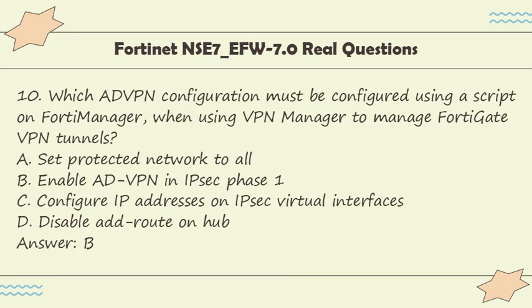10. Which ADVPN configuration must be configured using a script on FortiManager, when using VPN Manager to manage FortiGate VPN tunnels? A. Set protected network to all. B. Enable add VPN in IPsec Phase 1. C. Configure IP addresses on IPsec virtual interfaces. D. Disable add root on hub. Answer: B.